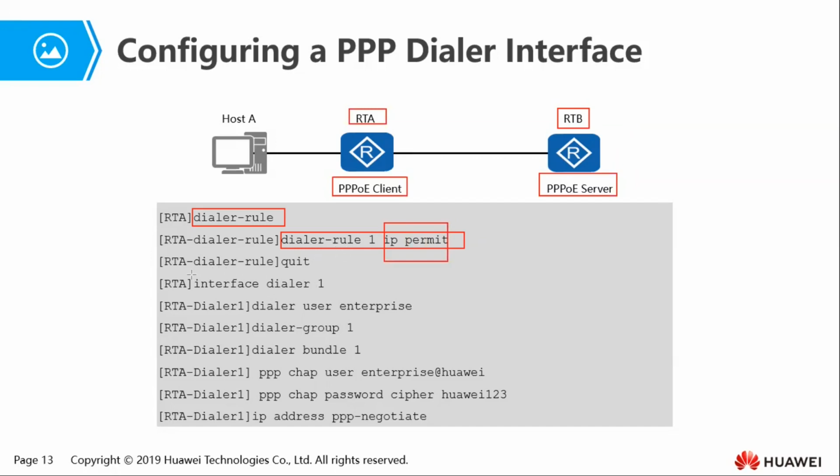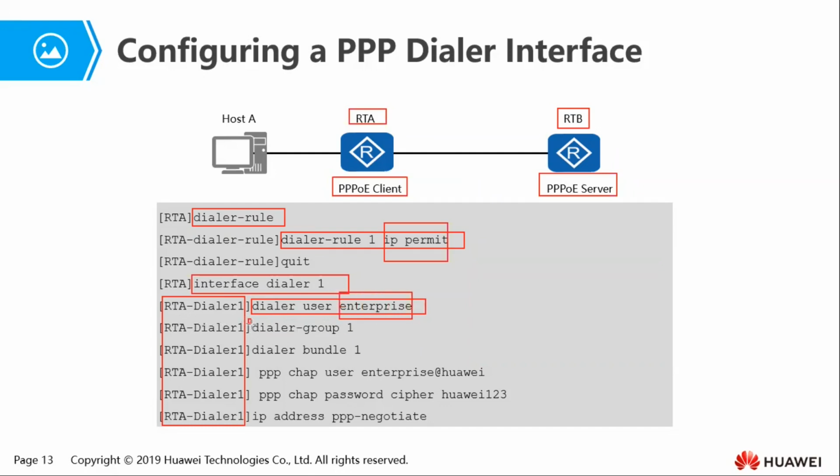After that, we go ahead and create a dialer interface. This is just a virtual interface, just like the loopback interfaces we've created, which are also virtual. So here we are creating interface dialer 1, which gets us into that view. From this dialer 1 interface, we can do a number of things. For example, we can specify the username that can be used for this PPPoE client. Here it is enterprise.